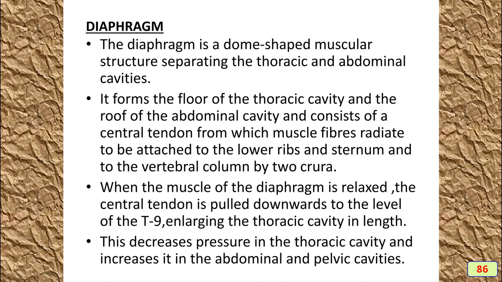Diaphragm is a voluntary muscle, a dome-shaped muscular structure separating the thoracic and abdominal cavities. It forms the floor of the thoracic cavity and the roof of the abdominal cavity. So the diaphragm is a muscle. When the diaphragm contracts, the central tendon is pulled downwards to the level of T9, thoracic 9, enlarging the thoracic cavity length. This decreases the pressure in the thoracic cavity and increases it in the abdominal and pelvic cavities.